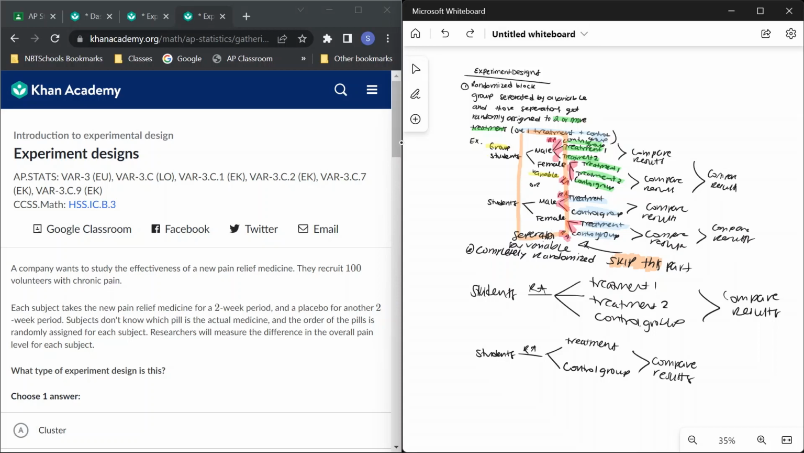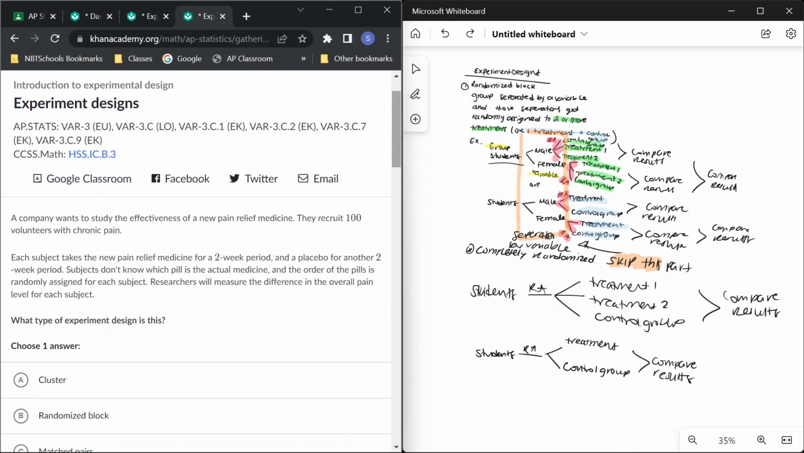And then you have randomized block. It's the same thing as completely randomized, except that before randomly assigning them, you're separating them by a certain variable. In this case, it's gender. So you would have your students and separate them by male and female, and then randomly assign them to 2 treatments and a control group, etc. Then you would compare the results, do the same thing for the females, and then compare the results for both male and female students. So that's randomized block. Now let's continue on with the Khan Academy.